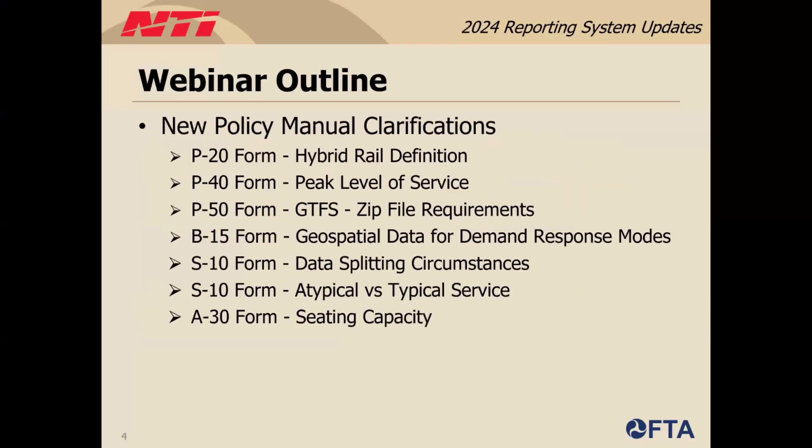Today, we're going to start by reviewing the new policy clarifications that you'll find in our 2024 policy manual. These will include things like the hybrid rail definition update, peak levels of service for fixed route, GTFS zip file requirements, extra information on some of the B15 geospatial data for demand response questions, circumstances for data splitting across NTD reports, and then atypical and typical service for fixed route requirements, and finally seating capacity on your A30 form.